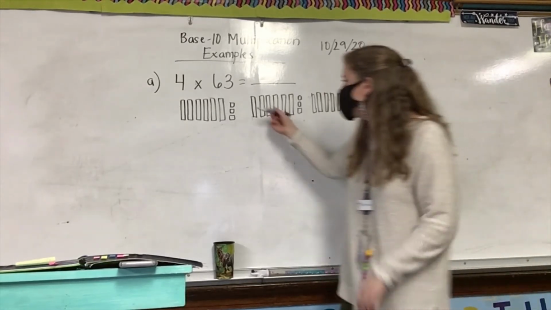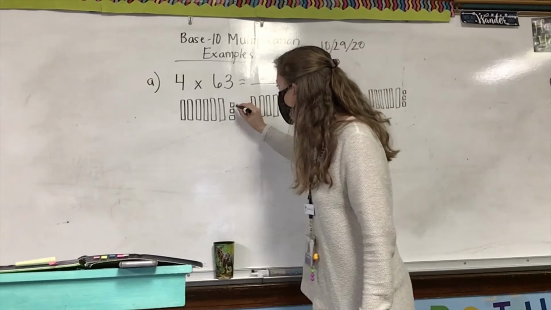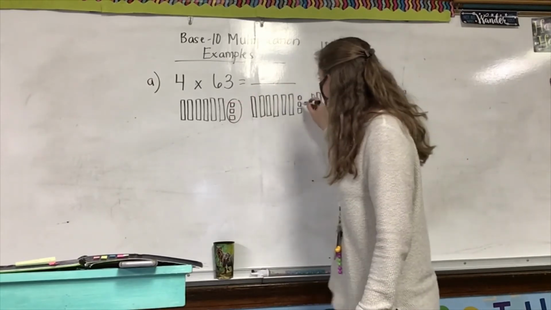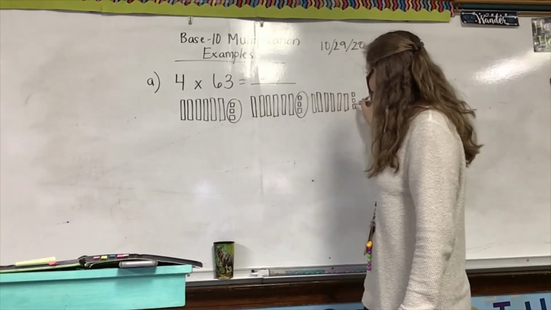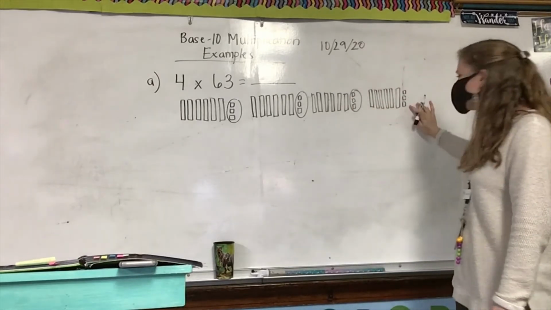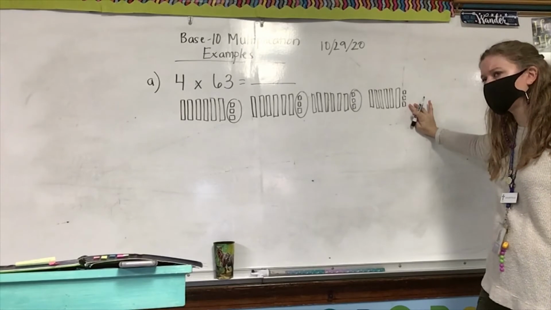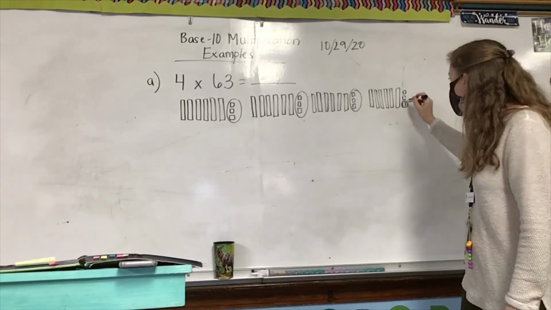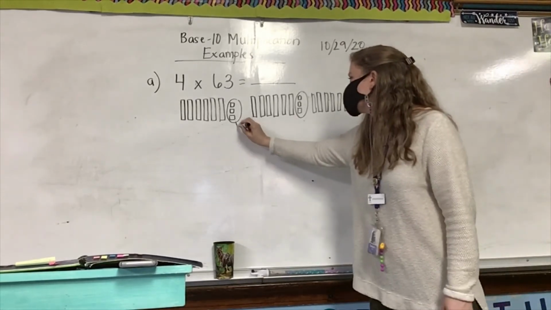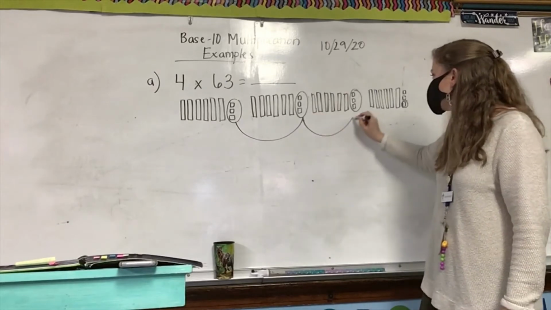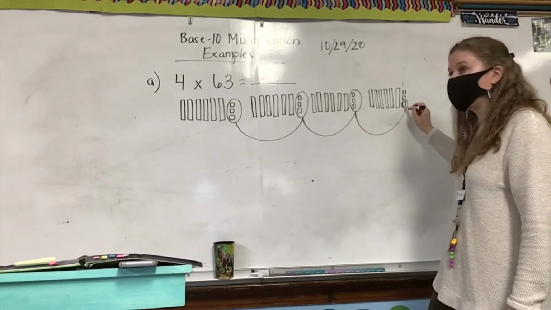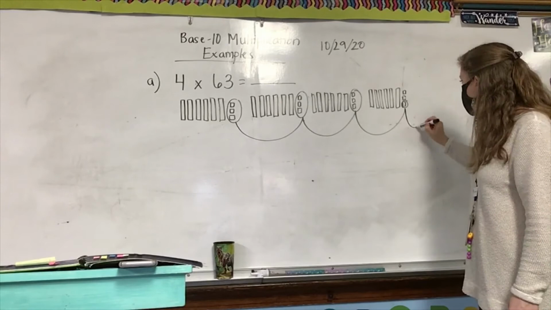So I have to take how many of these ones? I have to take 10. So let's circle 10. 1, 2, 3, 4, 5, 6, 7, 8, 9. How many do I have to circle from this last group of ones to get 10? Just one. And what do I do with those 10 ones? You make them into a 10. I make them into a 10 rod.